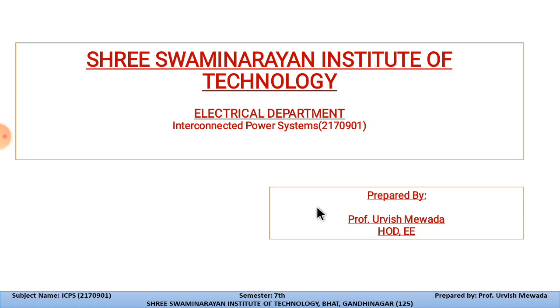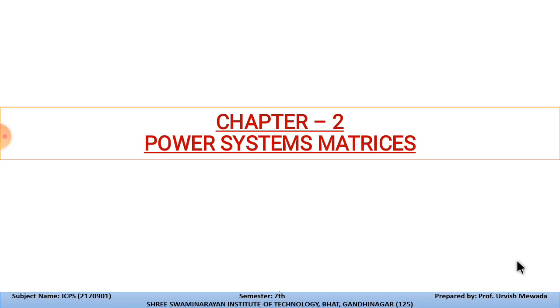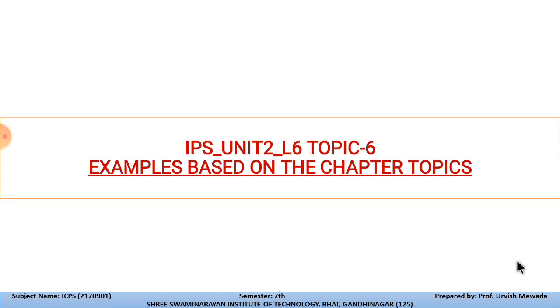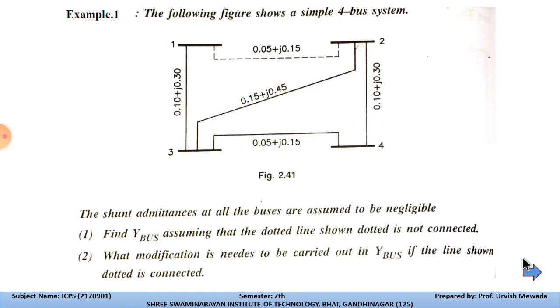I am teaching the subject Interconnected Power System, which is in the 7th semester Electrical Engineering, a GTU subject. The code for this subject is 2170901. Students, we are discussing Chapter 2, Power System Matrices, and this is our last topic, number 6, examples based on the chapter, meaning the whole chapter, the theories that we studied. Let us discuss the first example.